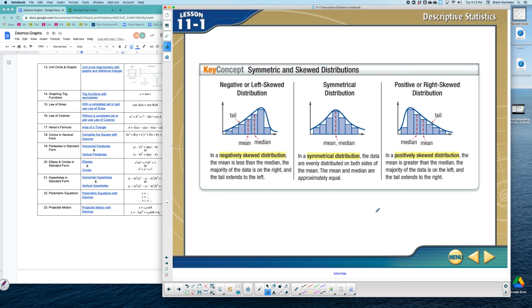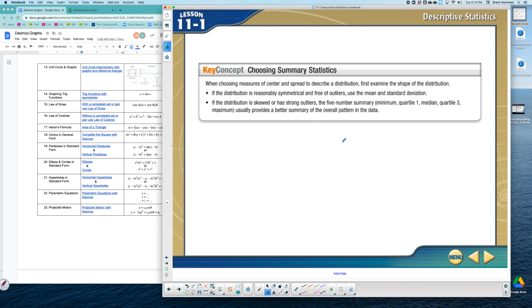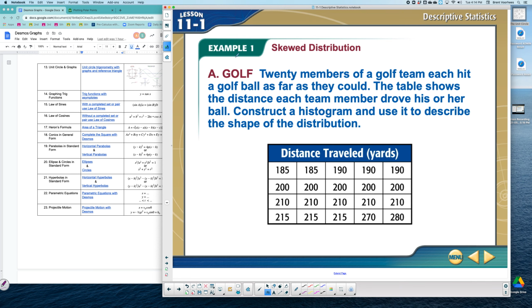So that's an idea of skewed distributions or symmetrical distributions, and you can get through some more of the nitty gritty of the definitions. When we look at these, there are different types of summary statistics we might choose, and it's all going to depend on the distribution. These are just some general overviews, but I'm going to walk you through how we would find these using our calculators.